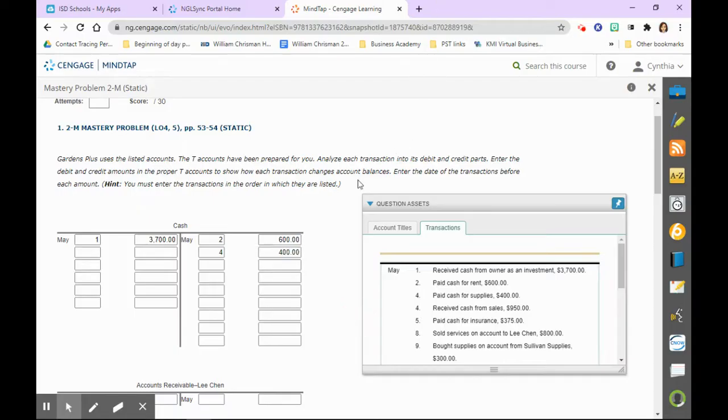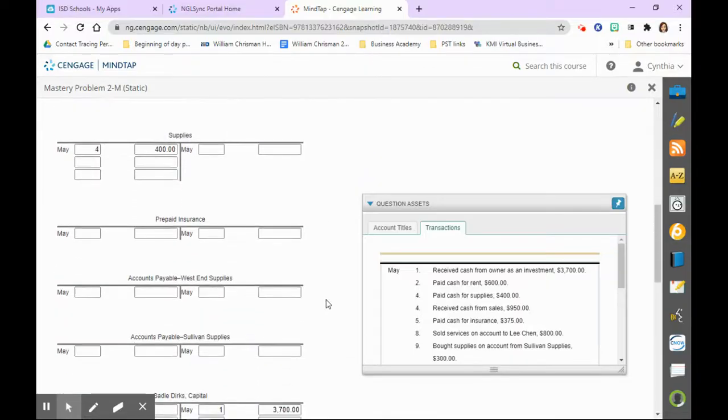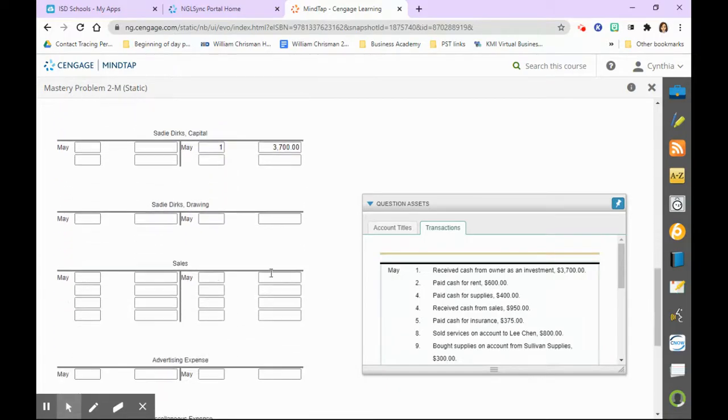And then the last one I'm going to do, the other one on the 4th, is received cash from sales. So we're receiving cash. Cash is an asset, and assets go up with a debit. And then sales is our revenue account, an equity account, and it goes up with a credit. So we have our debit and our credit. The kicker here is to make sure you do your debit and your credit for each transaction as you move down.